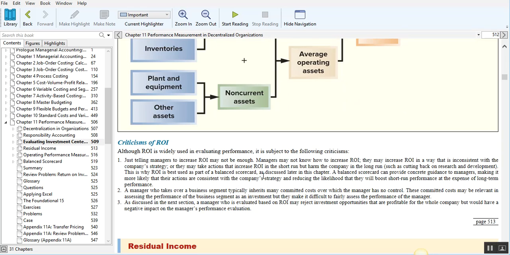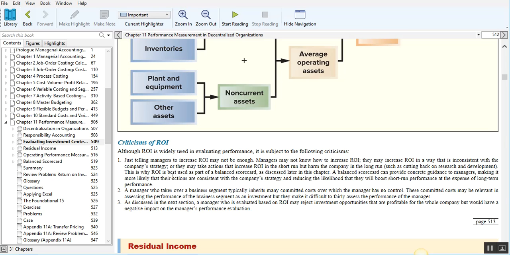Basically, you just need to know what it is and how you calculate it. There are problems with return on investment, the main one being that managers may not know how to increase ROI in alignment with the company's strategic plan. Therefore, they may do things to increase ROI that don't necessarily help the strategic plan of the company.